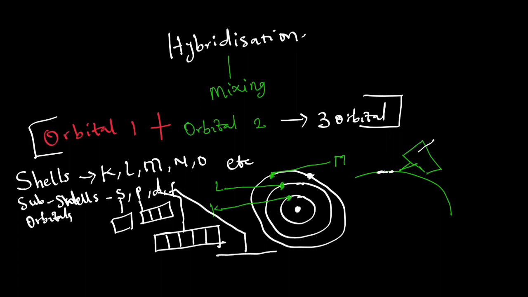The f has 7 orbitals. 1, 2, 3, 4, 5, 6, 7 orbitals.